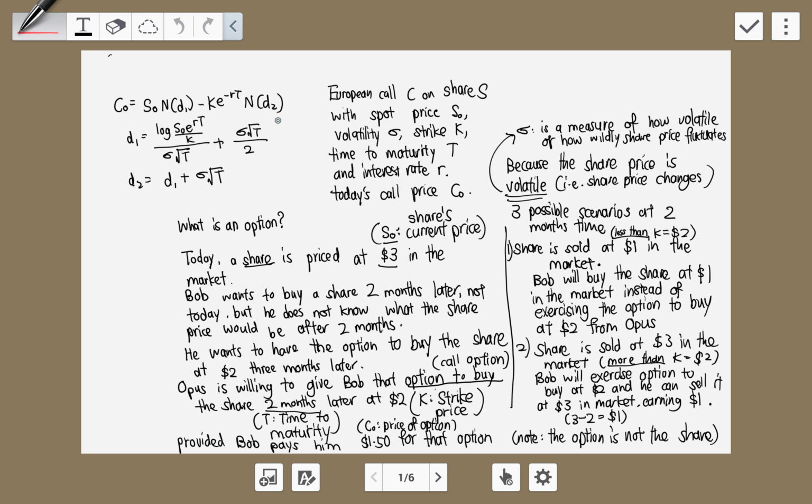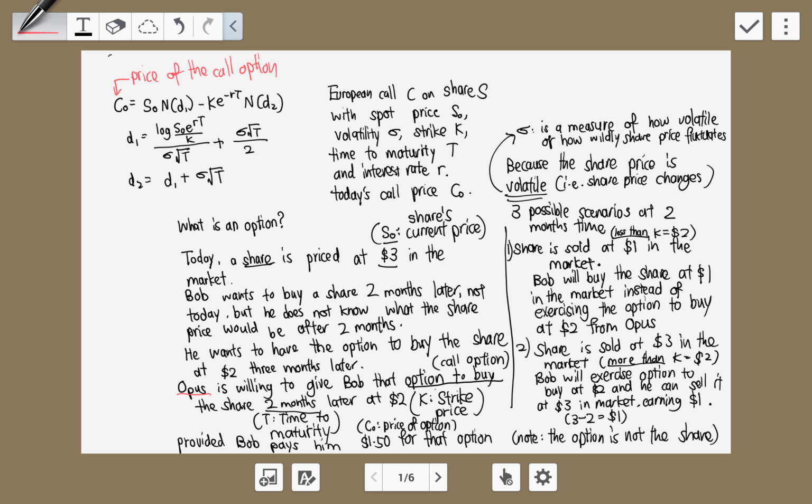In this formula, T is the time to maturity, K is the strike price. C naught is the price of the call option. Why do we need a price for the call option? Because nobody is going to give you an option for free, because by giving you the option, Opus is taking some kind of risk.